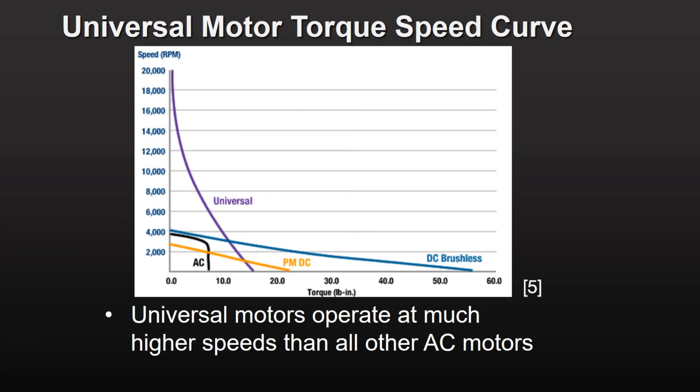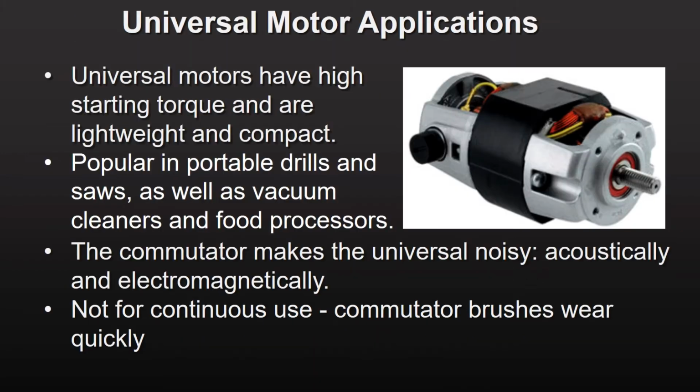The graph compares the torque speed curve of universal motors against other AC and DC motors. Universal motors operate at much higher speeds than all other motors. If your application demands speeds above 4,000 RPM, you're likely to specify a universal motor. Universal motors have high starting torque. Coupled with the fact that they're lightweight and small, they are the motor of choice in many consumer products. You find them in portable drills, power saws, vacuum cleaners, food processors, and lightweight portable fans. We will demonstrate their use in a desktop fan shortly.